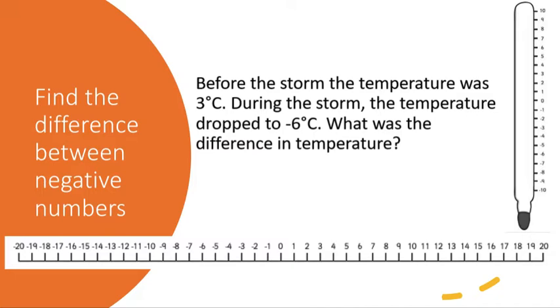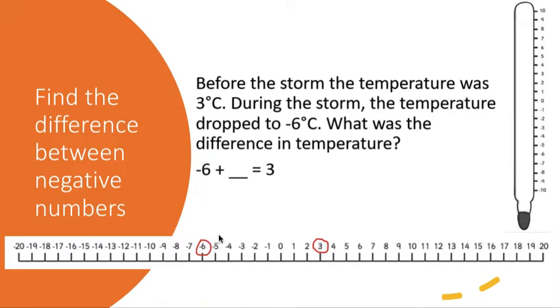And let's have a look together. So before the storm, the temperature was 3 degrees. It dropped to minus 6 degrees. So we're going to count on to find the difference, find out how many jumps this was. So minus 6 plus something gets us all the way to 3.